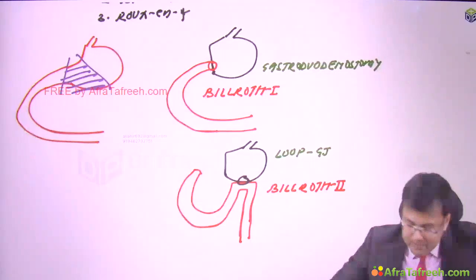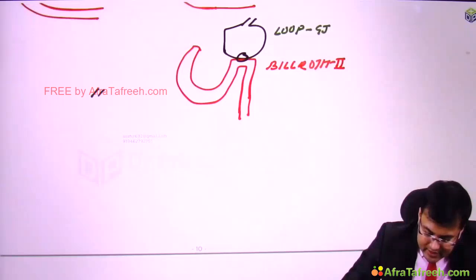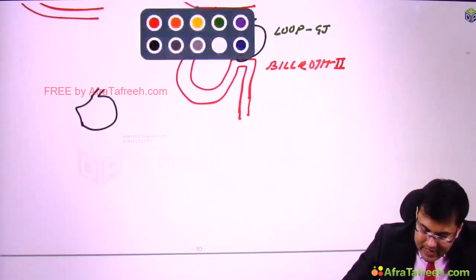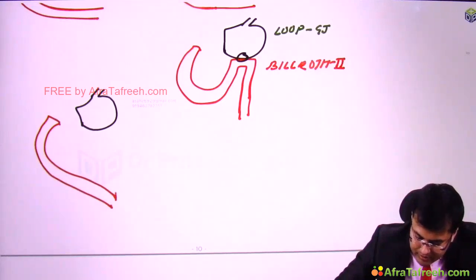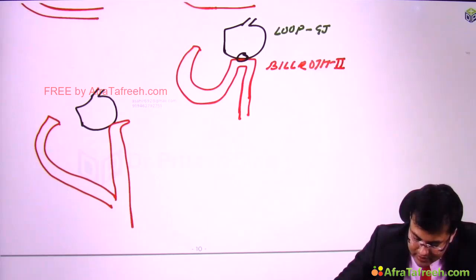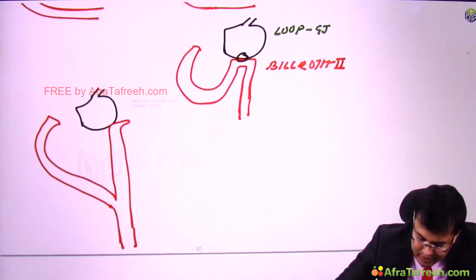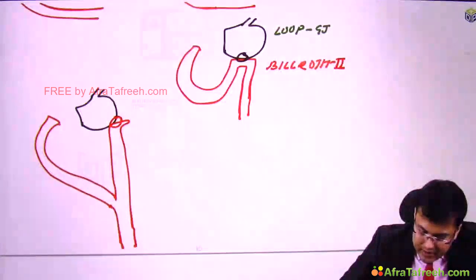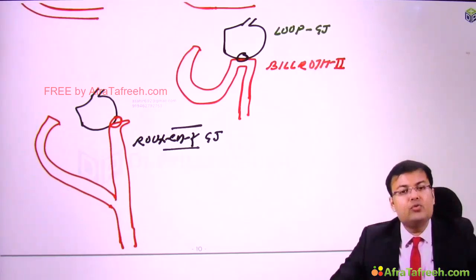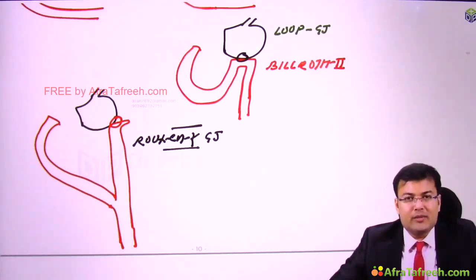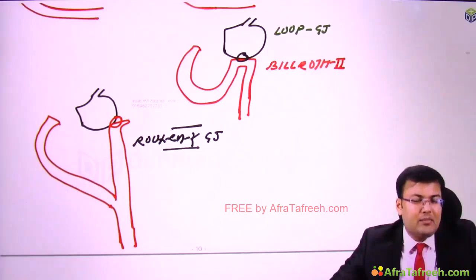What is the third method? Third method, you can see this is the gastric remnant, this is the duodenum, and this is the jejunum, and here you can see this is the Roux-en-Y anastomosis. So this is after gastrectomy, Roux-en-Y gastrojejunostomy. So these are three methods based on the type of reconstruction.